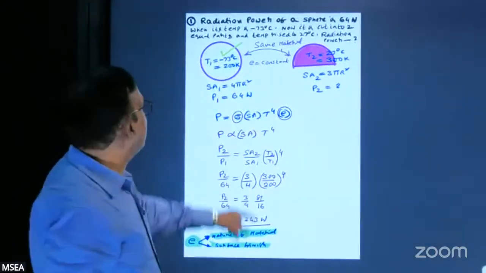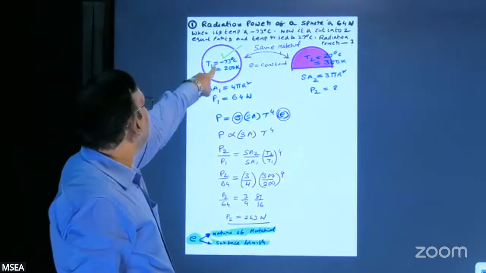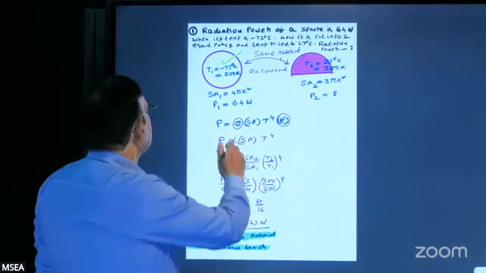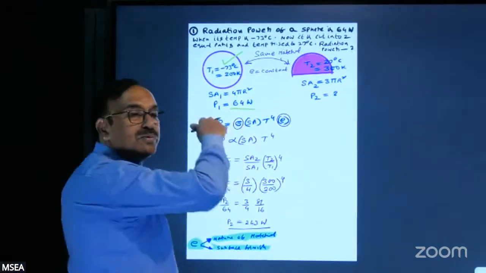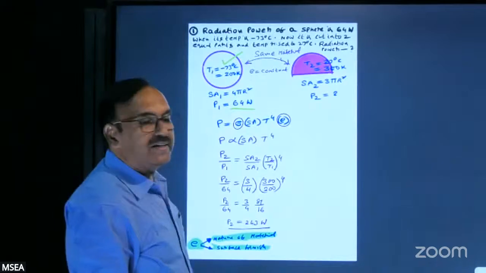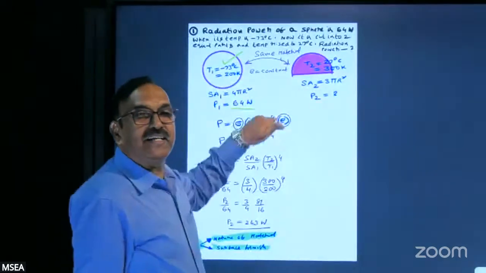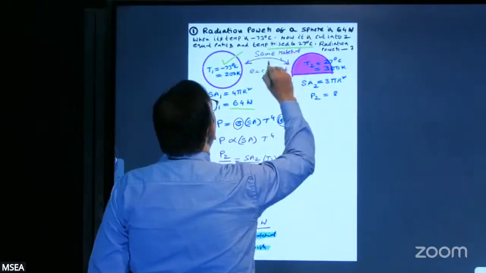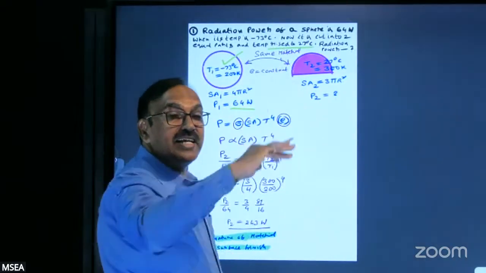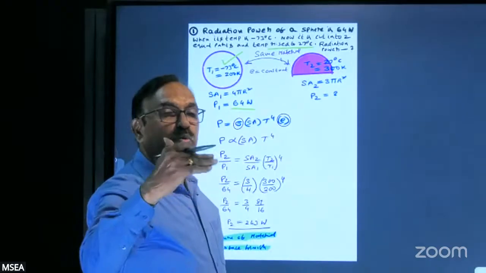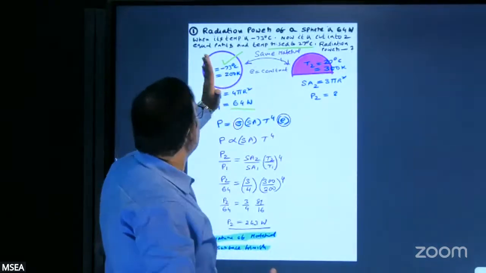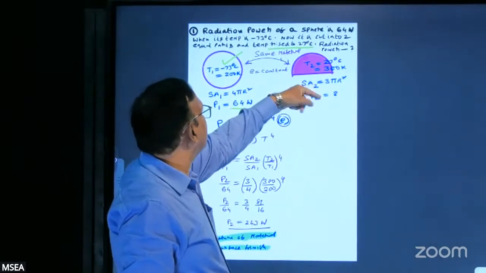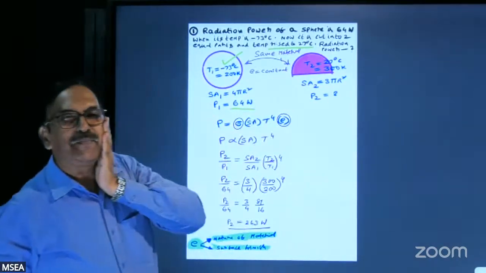Convert into Kelvin scale, add 273, 200 Kelvin. Its radiation power happens to be 64 watt. Now this particular sphere is cut into two parts and you are changing the temperature. Temperature raised to 27 degrees centigrade, not raised by, raised to 27 degrees centigrade. So from minus 73, its temperature has become 27, nothing but 300 Kelvin. Now you want to know what is the radiation power there?